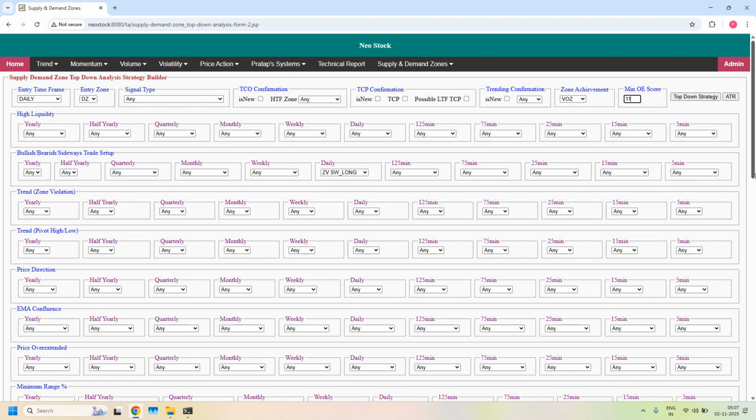anybody who wants to use the pierced zone strategy that you learned in lesson 28, you can use the pierced zones, but don't use pierced zones for sideways or bullish or bearish trade setup. You ignore them. Only daily time frame. Remaining time frames, I will filter the pierced zones. Okay, now I am generating the report.